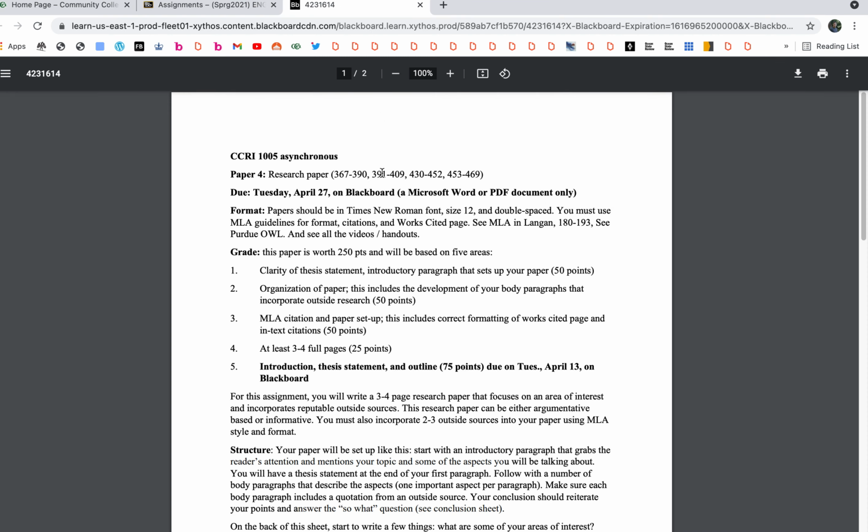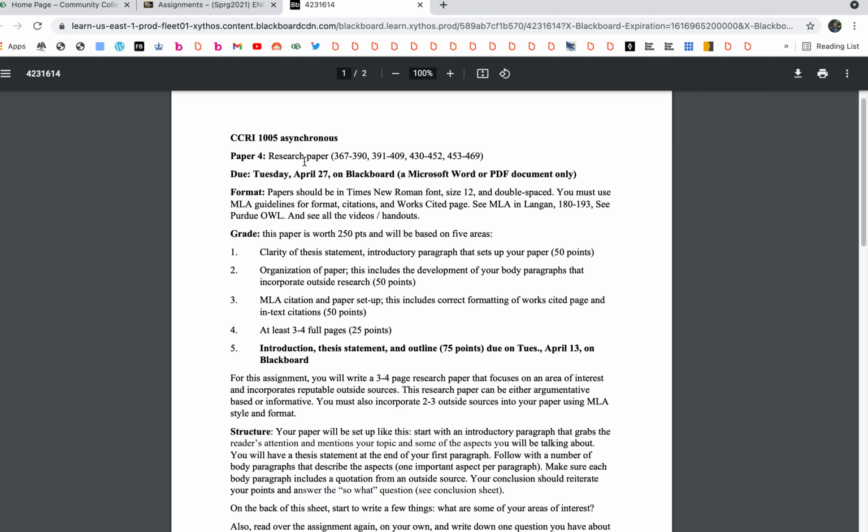All right, here we go, the research paper. These are corresponding page numbers that walk you through the whole process of researching. I'll be posting videos on these like I usually do for pages from our book that's uploaded. The due date is Tuesday, April 27th on Blackboard. A Microsoft Word doc or PDF only, please. So we have plenty of time to work on this paper.